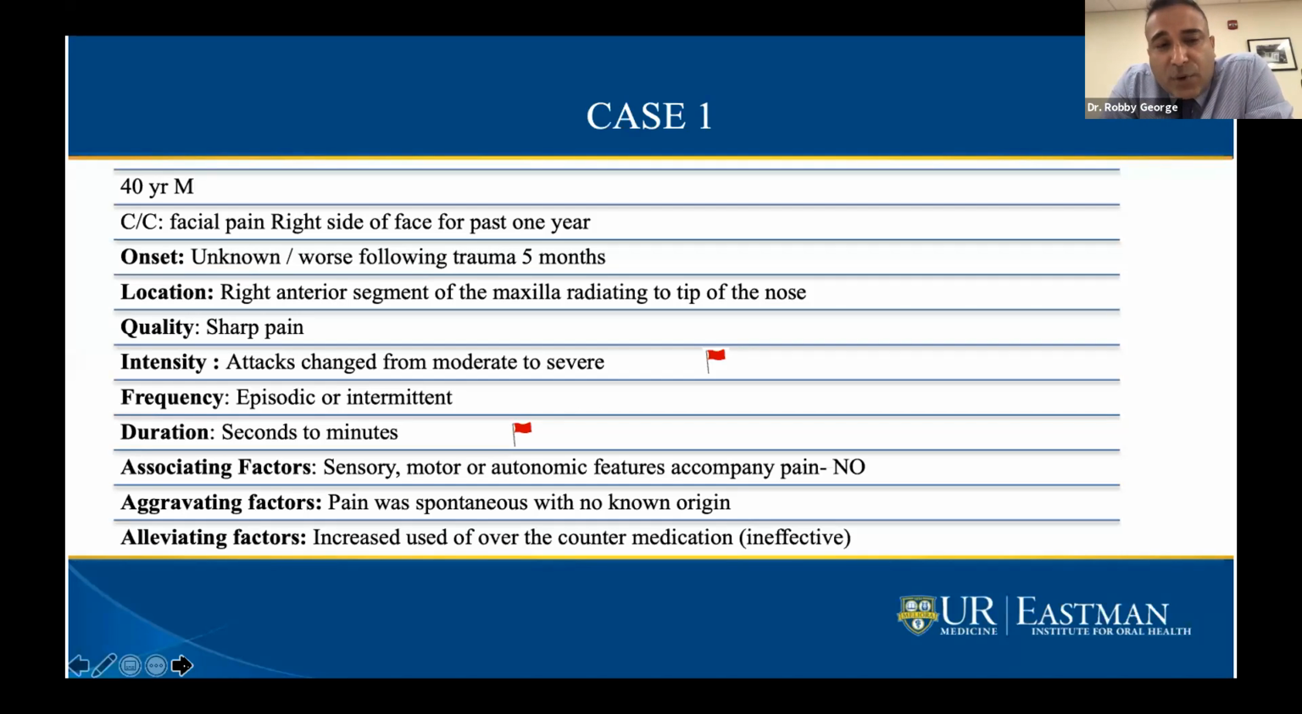Then another thing you look for is associating factors. What associating factors do you have? Does the patient have redness, or does he have tearing? Does he have any other features affecting the side? And in this patient, he had none. He is perfectly normal. Another question we ask is about aggravating factors. When you do something, do you feel the pain is activated? In this patient, he said he's fine, and there were no issues with it.